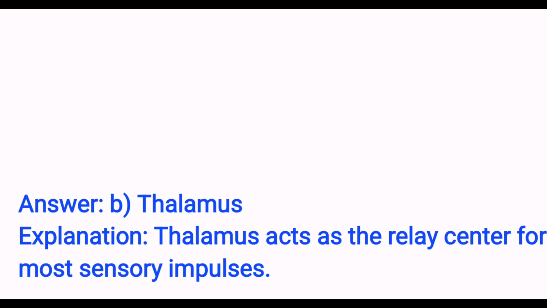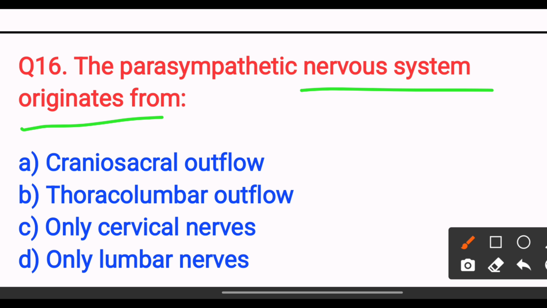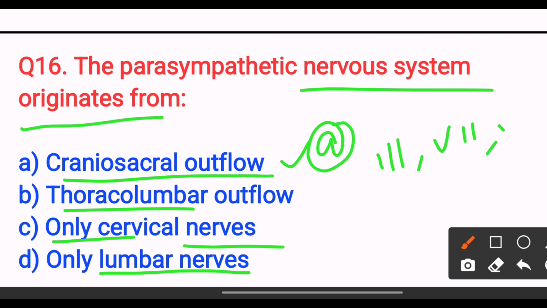Next, the parasympathetic nervous system originates from option A, craniosacral outflow. Option B, thoracolumbar outflow. Option C, only cervical nerves. Option D, only lumbar nerves. The answer is option A, craniosacral outflow. Parasympathetic fibers arise from cranial nerves 3, 7, 9 and 10 and the sacral nerves. So the answer is option A.